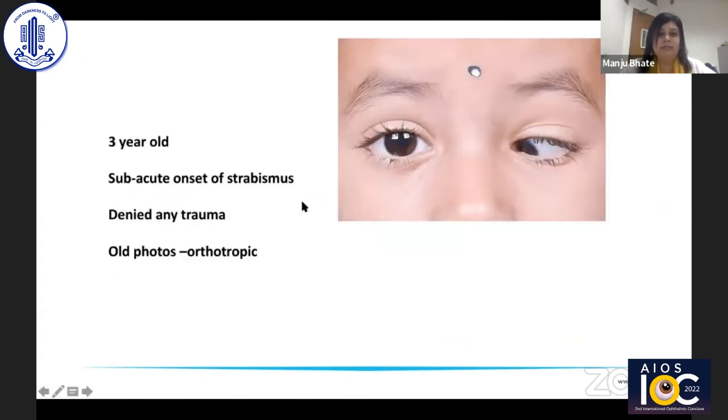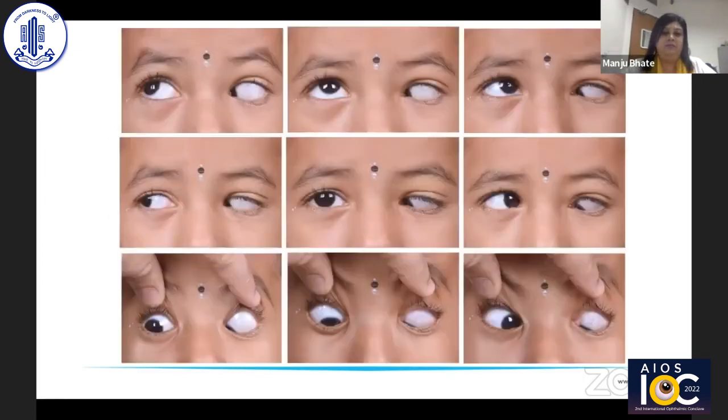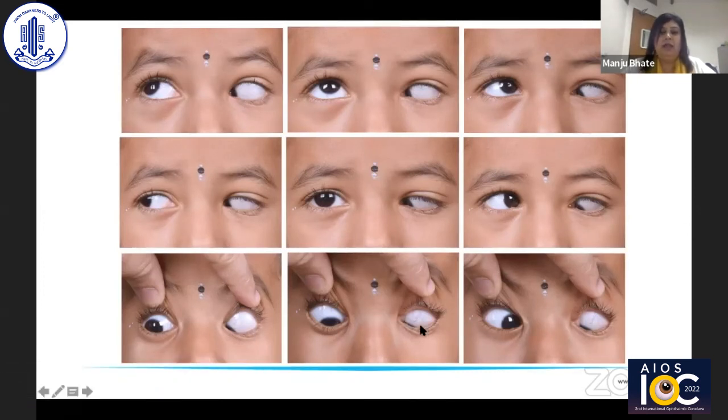I'm just going to wrap up with this last case. So this is a 3-year-old girl, and she presented with a subacute onset of strabismus. She was brought by her parents. They denied any history of trauma, and in her previous old photographs, she was orthotropic, as we can see over here. This is the photo of her on her first birthday. So when she came, this was just before COVID lockdown. And if we look at her downgaze position, that left eye is just locked down in that particular position. And she's unable to have any extraocular motility in that left eye.